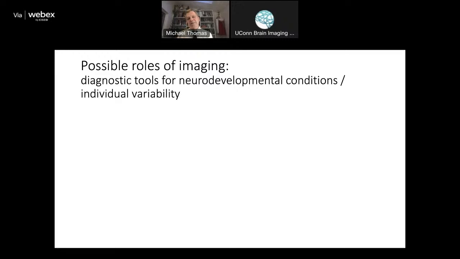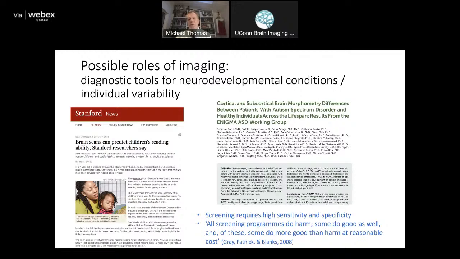Okay, so we've had that first, the kind of basic science approach. The next approach is to think maybe we can use our brain imaging to contribute diagnostic tools for neurodevelopmental conditions or to look at individual variability. So there's a Stanford News web page there: Brain scans can predict children's reading abilities, Stanford researchers say, back from 2012. And they were tracing, I think, white matter structure in a longitudinal study and looking how it seemed to be in step with the children's developing reading ability.